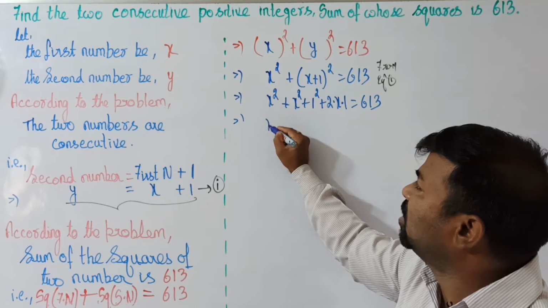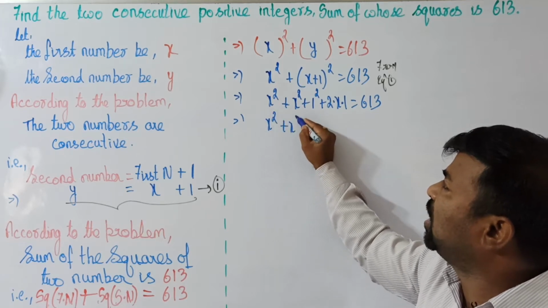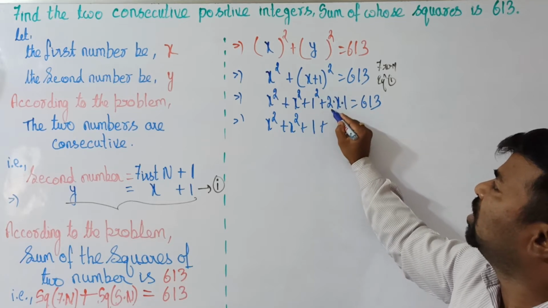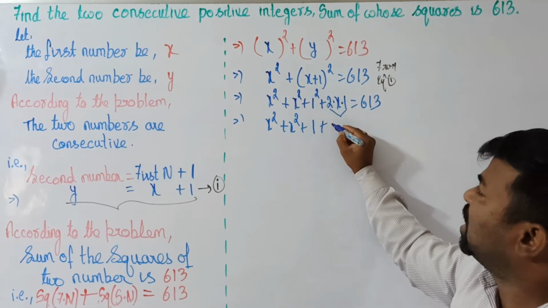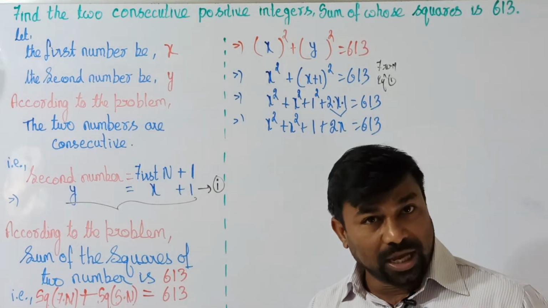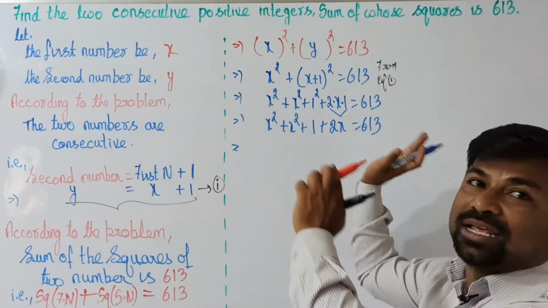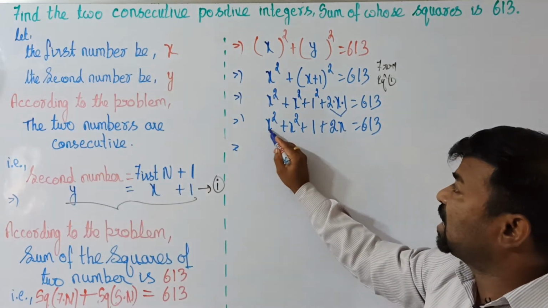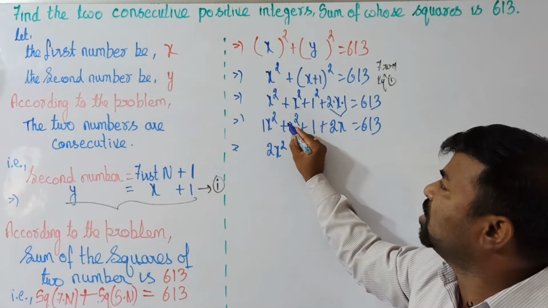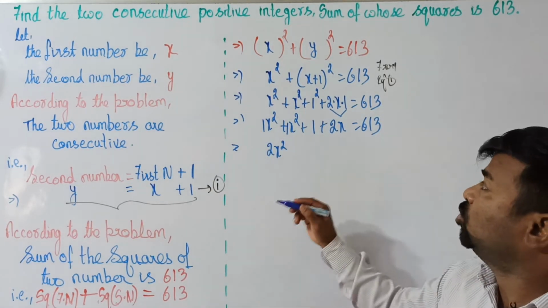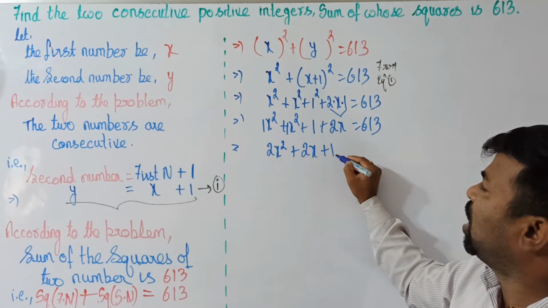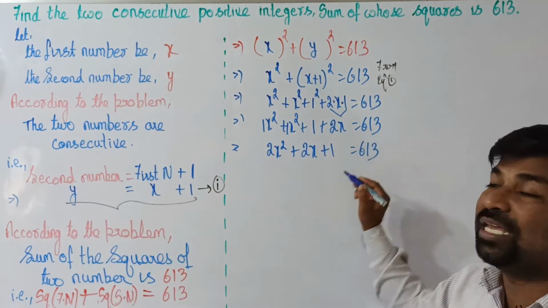Now let's simplify. X squared plus x squared plus 1 squared is 1 plus 2 into x into 1. If we multiply these two, it's 2x, equal to 613. Now let's simplify the left hand side first. x squared plus x squared, 2x squared. You are having 1 and you are having 1, add them up. 2x squared plus 2x plus 1 equals 613.